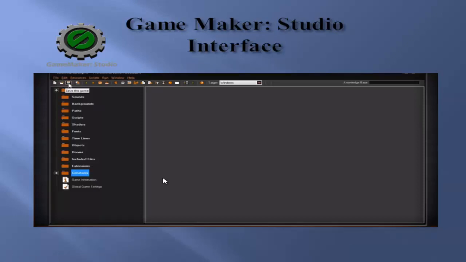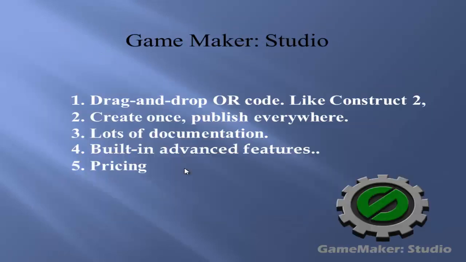the Game Maker Studio interface. You can see the interface, and on my left side that's the logo of Game Maker Studio. In our next tutorial, I will teach you how to make a game easily with Game Maker Studio. Now I'm just showing some advantages and properties of Game Maker Studio. First, drag and drop or code. It's like Construct 2. Create once, publish everywhere. There is lots of documentation. Fourth, built-in advanced features, and last, pricing.